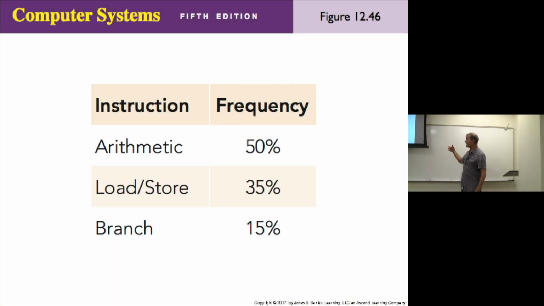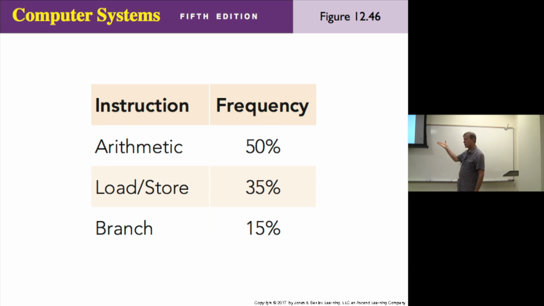Oh, by the way, figure 12.46 is some data that is kind of rough, but it's pretty accurate. In a typical MIPS instruction mix, it shows the instruction frequency. So arithmetic operations happen about 50% of the time. Load store happens about 35% of the time. Branches happen about 15% of the time. So those branch instructions are not that frequent.